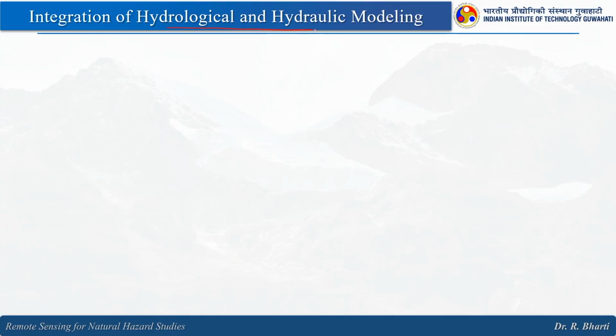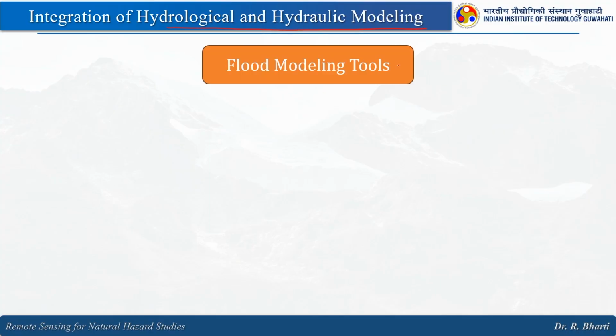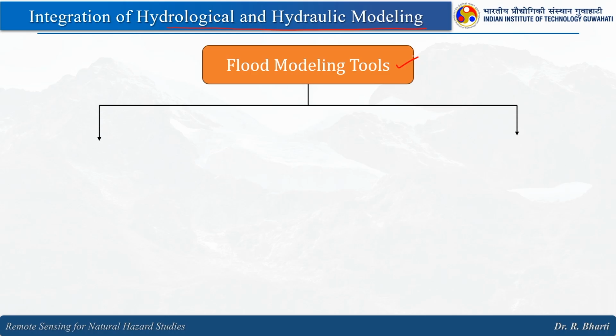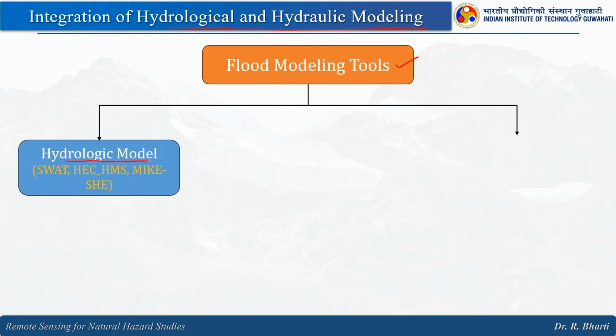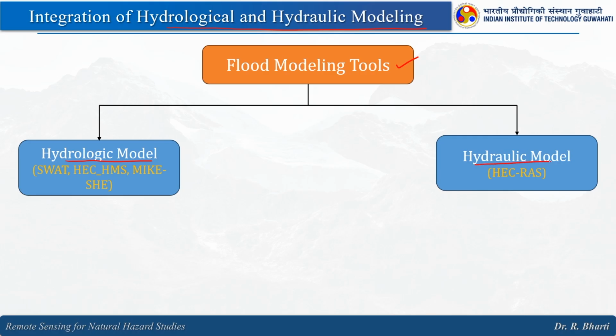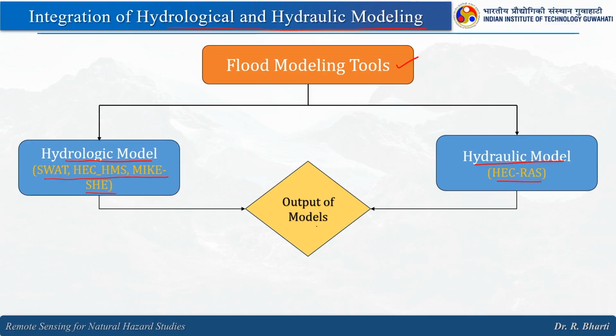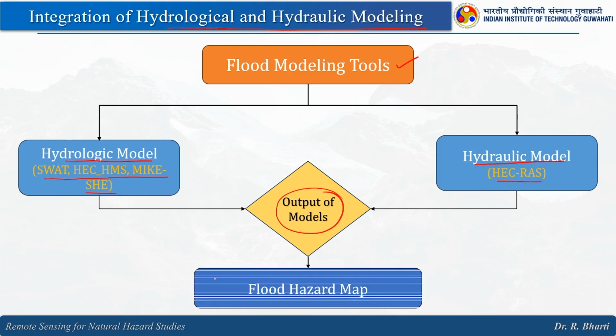Integration of hydrological and hydraulic modeling. When we talk about this flood modeling tool, we have 2 different types, hydrological model and then hydraulic model, right. Here there are different methods or different softwares which are available commercially to evaluate the potential of flood vulnerability for a particular area, and these 2 models will give you the output, and the output of the models can be studied together, and then a flood hazard map can be generated, that will be very accurate, right.